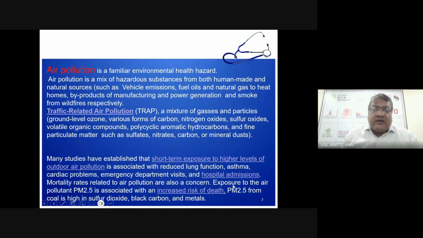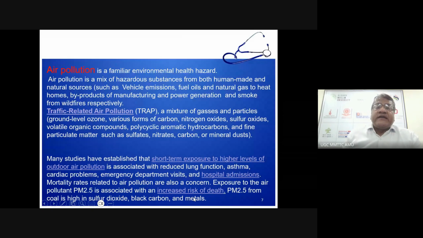Exposure to the air pollutant particulate matter of 2.5 is associated with an increased risk of death. Now, PM 2.5 from coal is high in sulfur dioxide, black carbons, and metals. Particulate matter of 2.5 from the coal is rich in sulfur dioxide, black carbons, and metals.